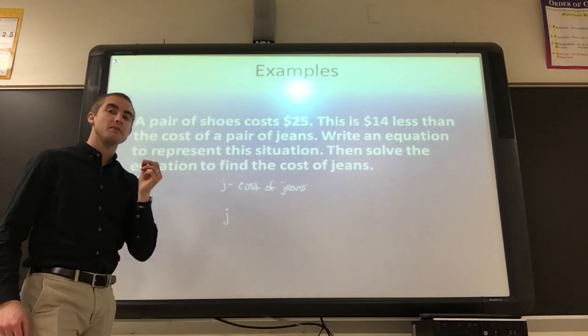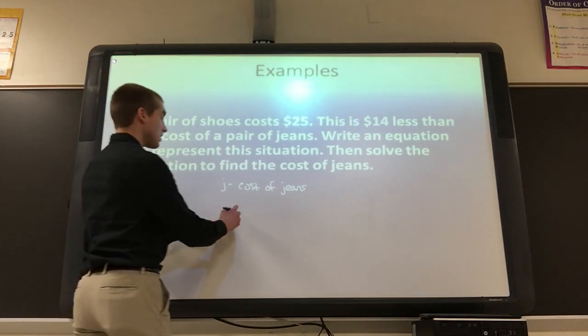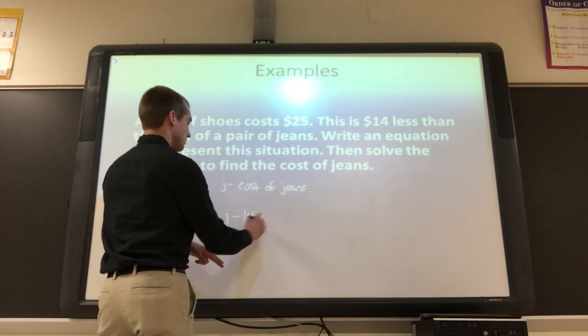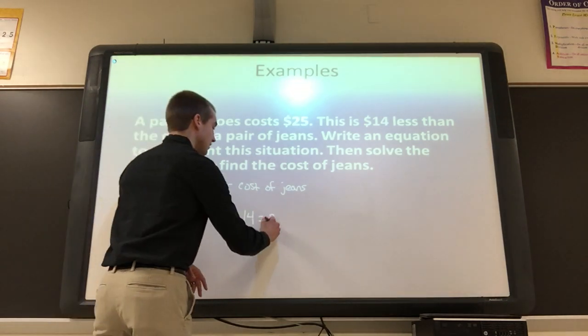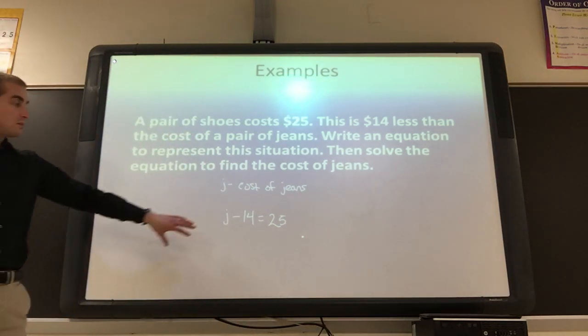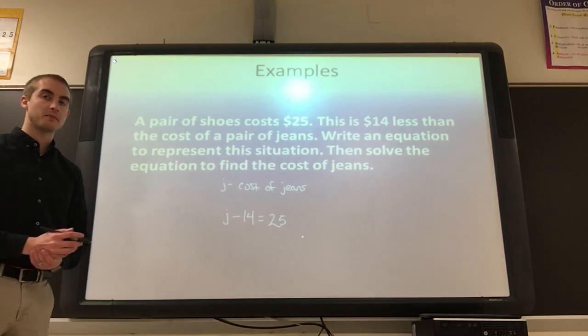So to find the cost for shoes, I would take the cost of jeans, less than means subtract, and subtract $14. And when I do that, I should end up at the cost of shoes, which is 25. So that would be our equation. J minus 14 equals 25.